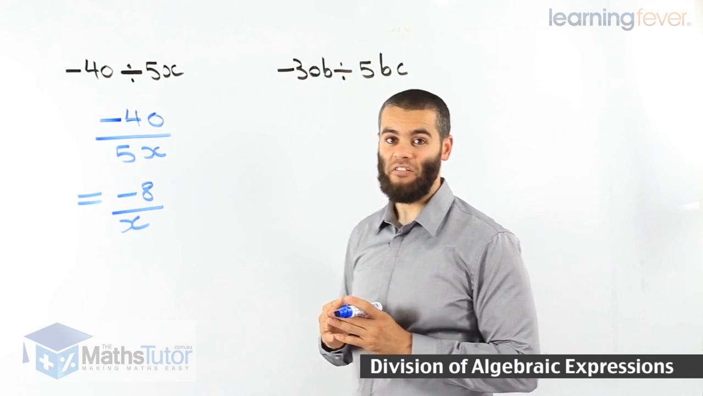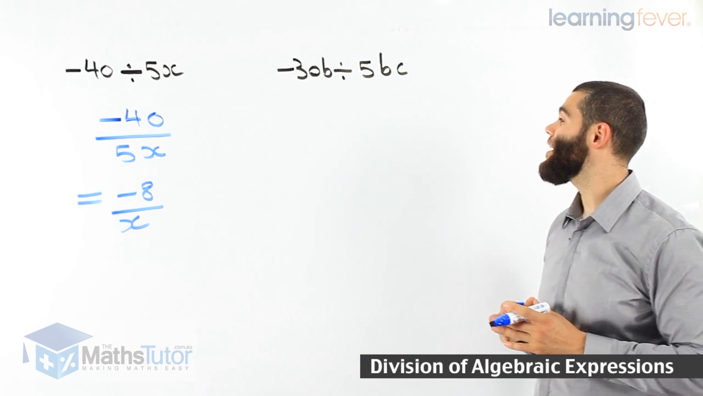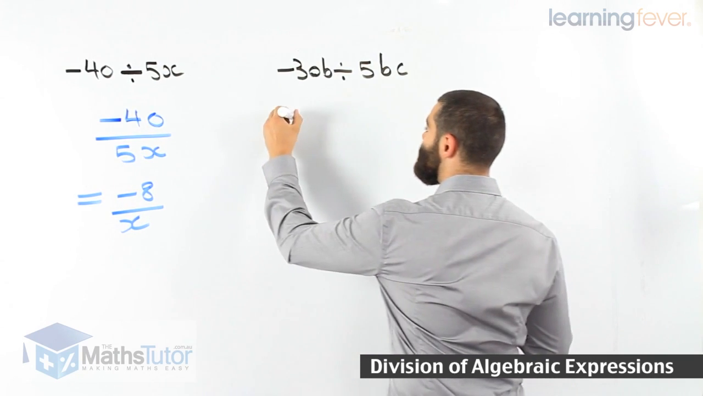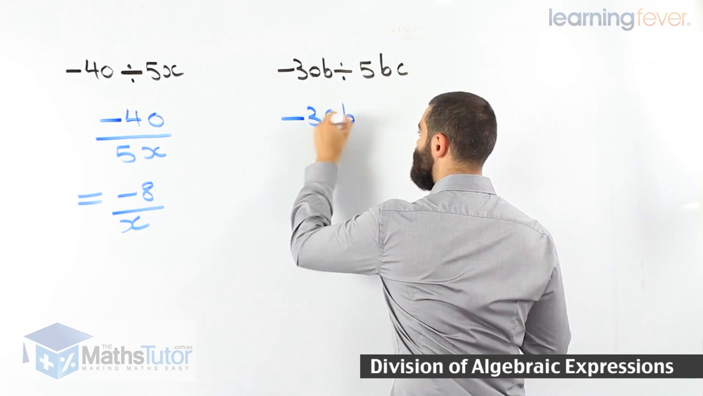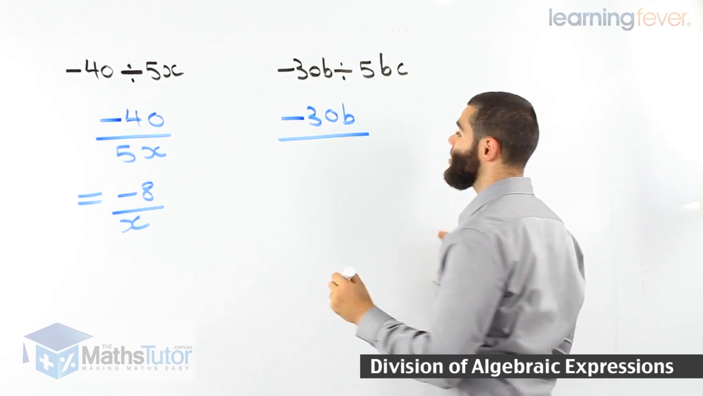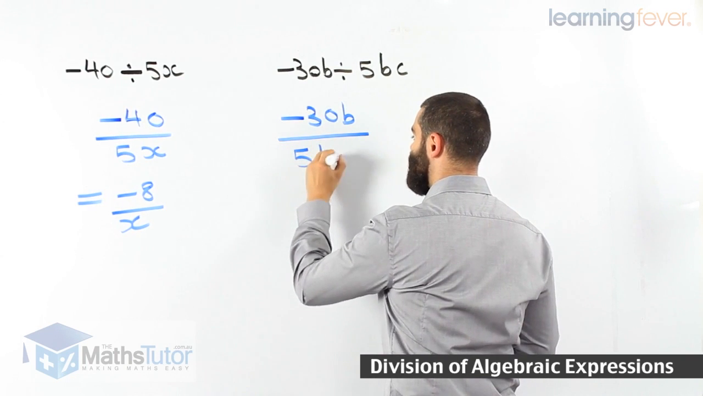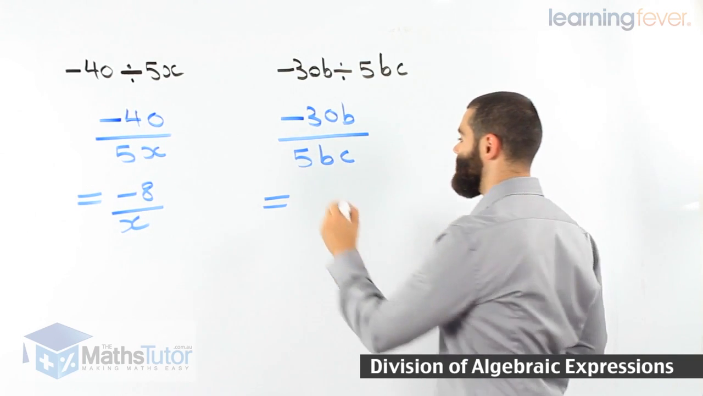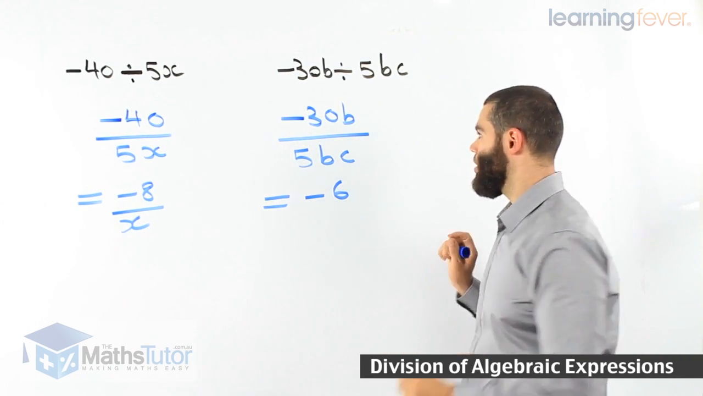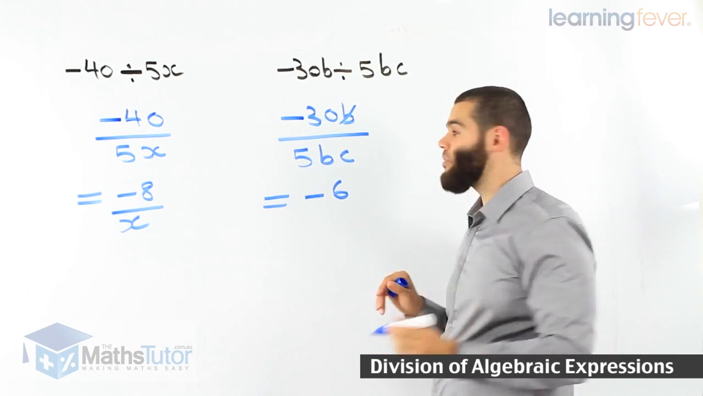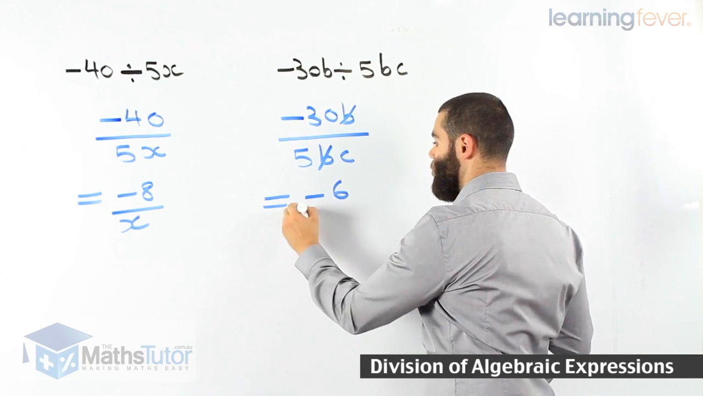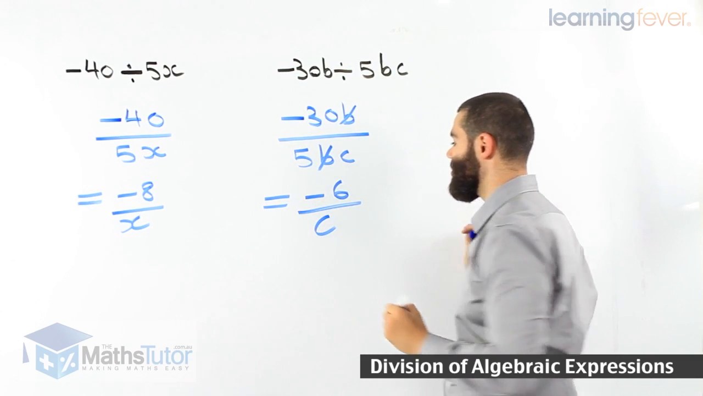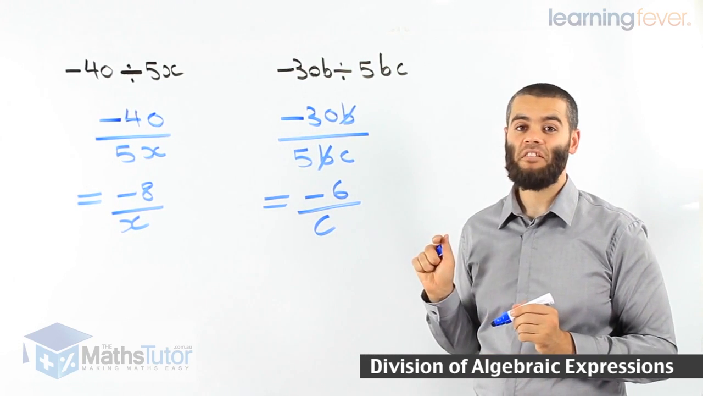Pay attention for this. Here we have negative 30b divided by 5bc. Again, much easier to write it in fraction form. Negative 30b divided by 5bc. Negative 30 divided by 5 is negative 6. The b from the top cancels with the b from the bottom. What are we left with? Where is the c? The c is down the bottom. We put it down the bottom. It's in the denominator, negative 6 over c.